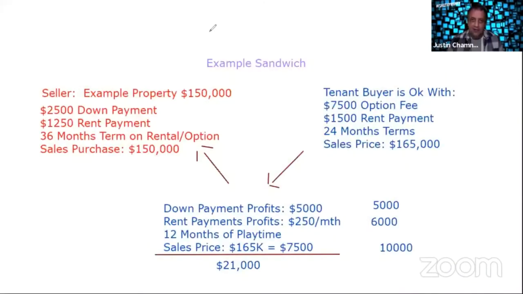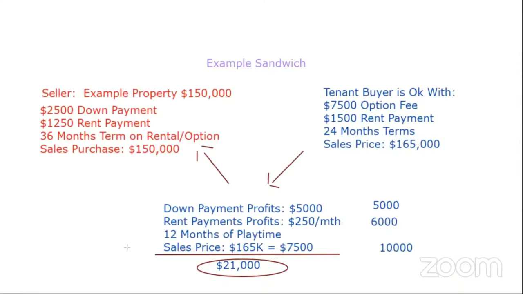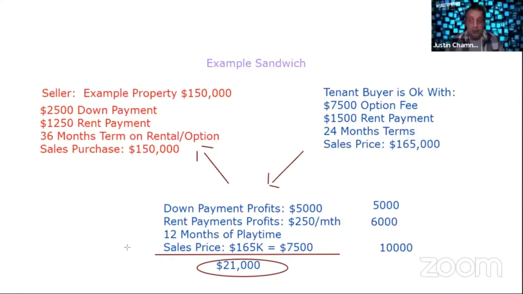Okay. Hold on. Let's go back and look at it one more time. This is not the wrong math. This is the right math right here. $21,000 in profits. Quick question. The sales purchase $150,000, sales price $165,000, the difference is $15,000, $7,500. What did we do with the other $7,500? What he's asking, I think, is kind of what we were talking about a minute ago.